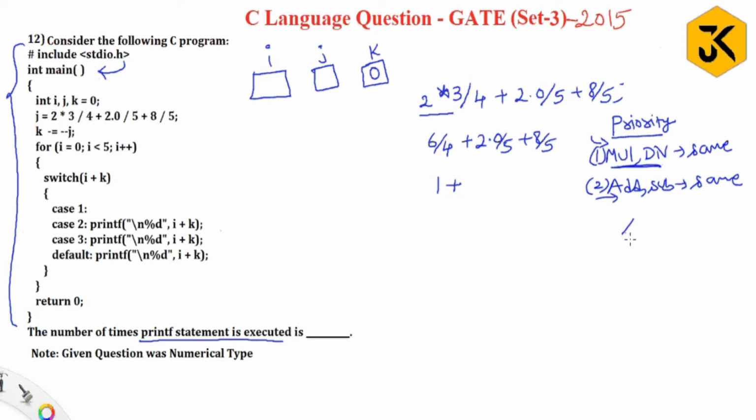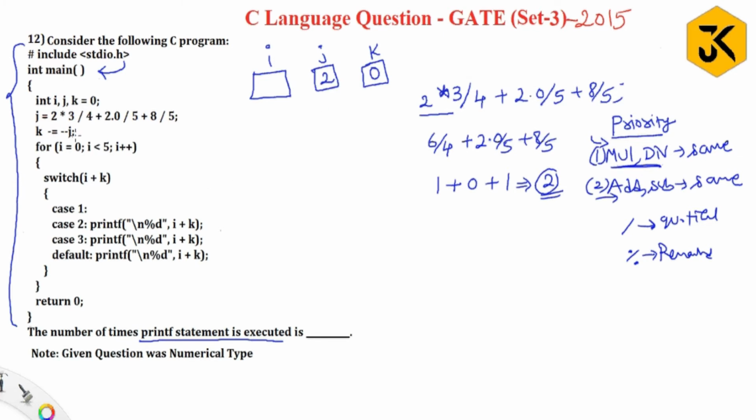You have to know the difference between division and modular division. Modular division is going to give the remainder and the division operator is going to give the quotient. 1 plus 2.0 by 5 plus 8 by 5. 2.0 by 5 means you will get 0, plus 8 by 5 means you will get 1. Now all are addition operators, so left to right associative, so you will get the value 2. That value 2 is going to be copied into the variable j.